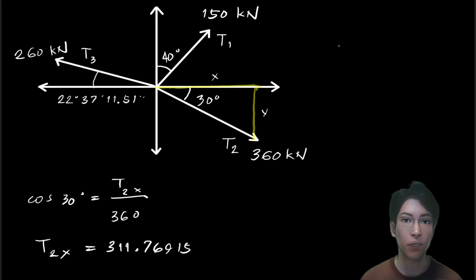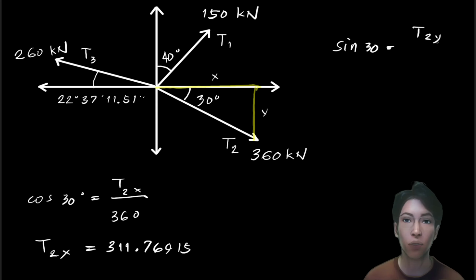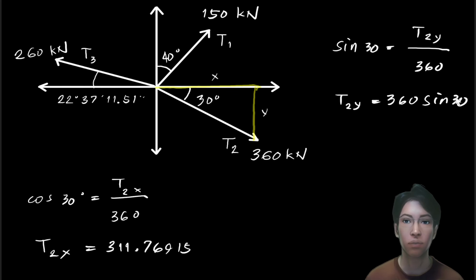And for the y component, we have sine 30, t sub 2y. Okay, so t sub 2y over 360. And t sub 2y is 180.